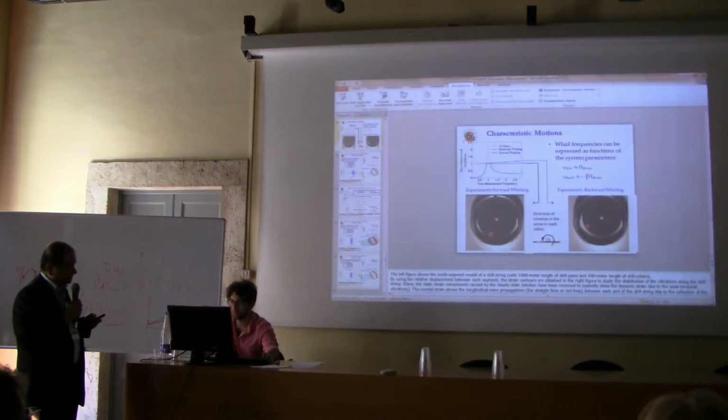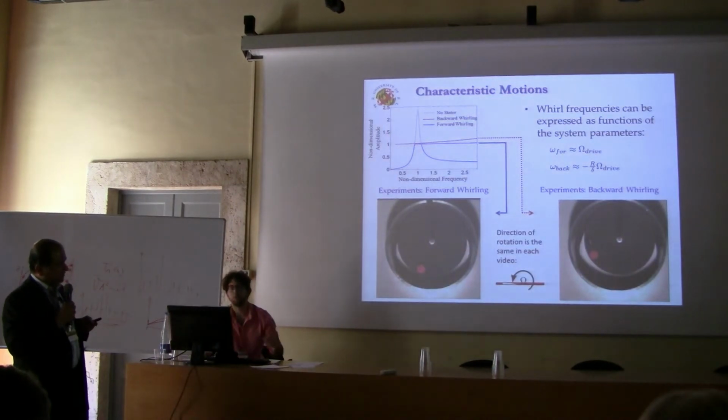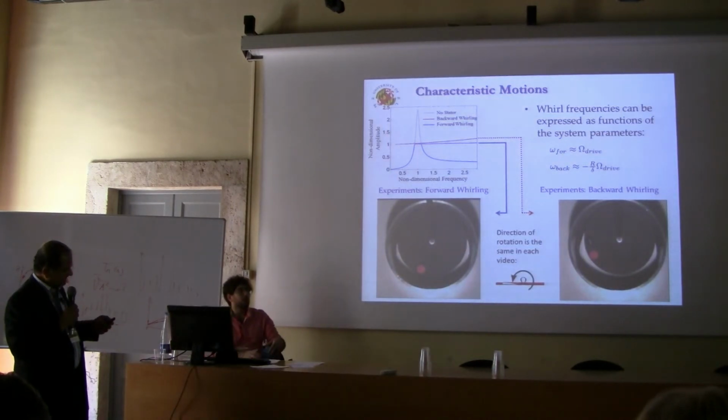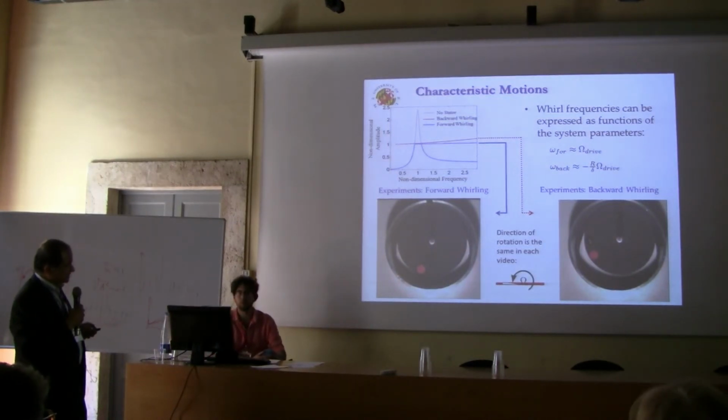So the question then is how does one control these states? Is it possible to move away from the states? So the backward whirling frequency, as you can see, is the radius of the rotor divided by the clearance. So this ratio is large. That's why it's much higher than your drive input.